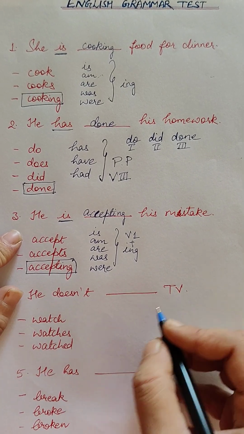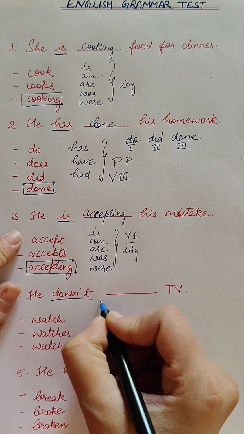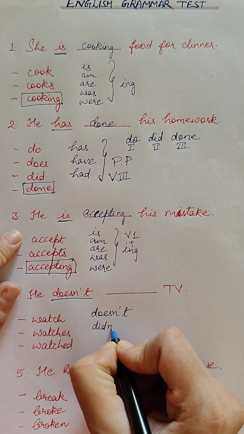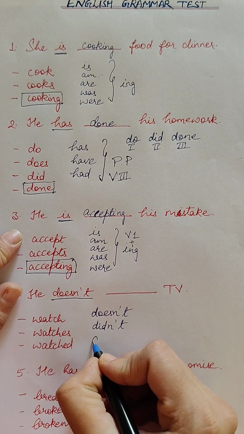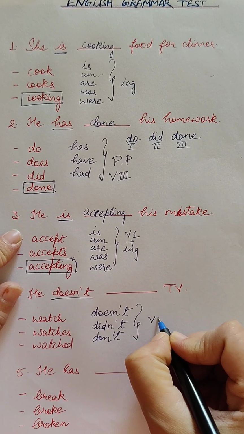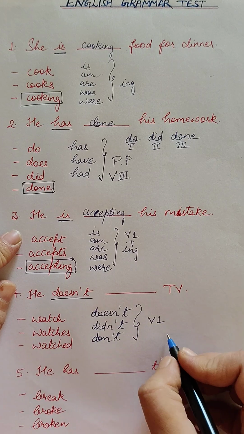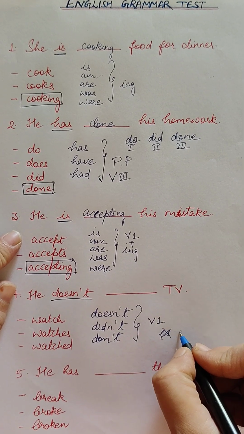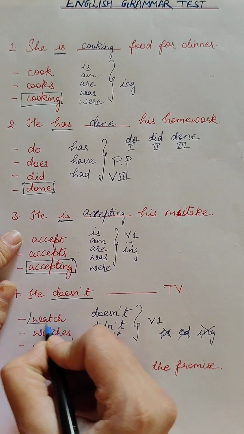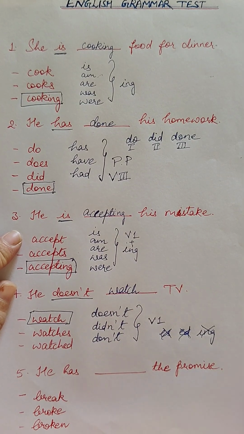Okay, he doesn't blank TV. So here the keyword is doesn't. Whenever we have doesn't, didn't, and don't before our blank, what happens? It takes V1, the base form of any verb. So watch, watches, watched. No es, no ed, no ing. Only one thing, the base form, and this is watch. He doesn't watch TV.